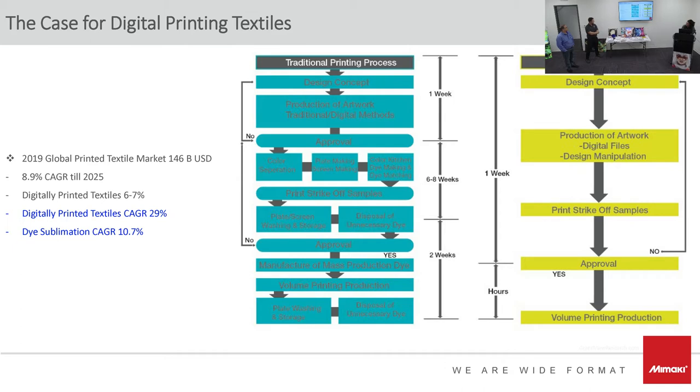So if you look at the models on the left and you compare the two, the traditional printing process is more labor intensive. You have your production of your artwork, and then you move on to your approval stage where you will separate your colors, you will do your engraving of your screens, and then that will move on to printing your strike-offs. So if your strike-off is approved, you will move on to production. However, if it's not approved, you will have to start over, and that can take 3 months.